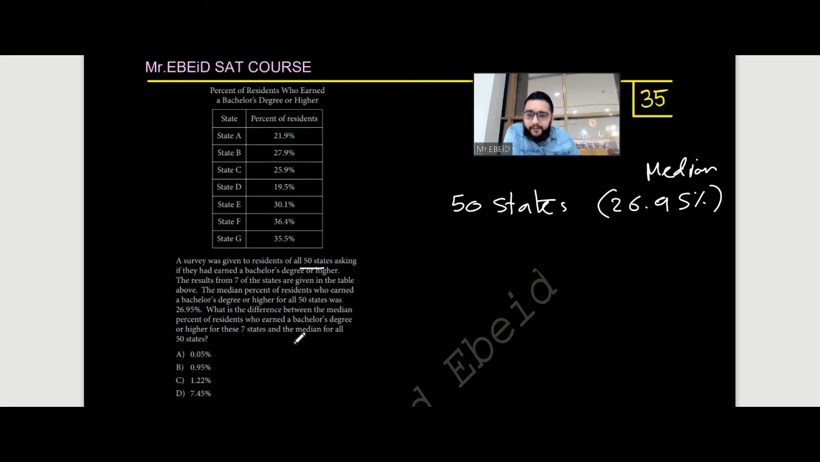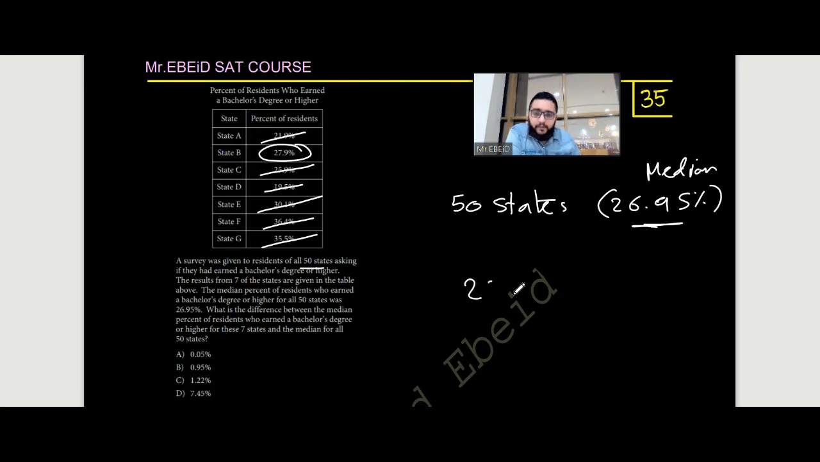We want to find the difference between the median for the 7 states and this median. So you have to find the median. As you know, we take the smallest one and cancel it with the biggest one, which is 36. Then the smallest, which is 21, with the greatest, which is 35. So we have 27, 25, and 30. We cancel 25 with 30. So 27 is the median of the 7 states.